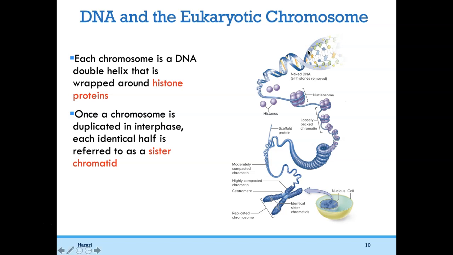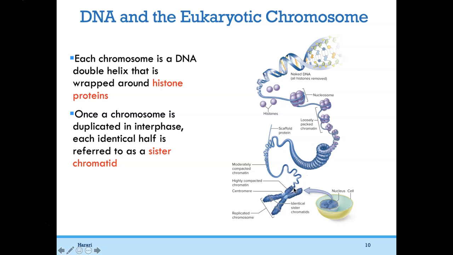So we start off with DNA, which is made up of nucleotides. Nucleotides are sugar, phosphate, and a nitrogenous base. This DNA double helix gets wrapped around proteins called histones. As DNA wraps around histones, it gets more and more tightly compact. So this gets wrapped around itself, wrapped around even more and more, until we have this really highly compacted chromatin. And this is what a replicated chromosome looks like.